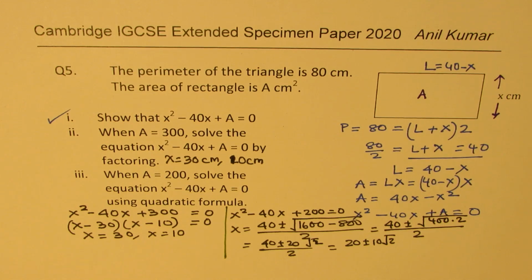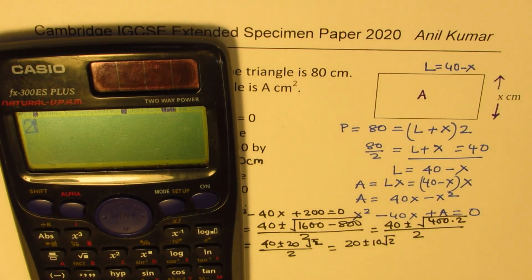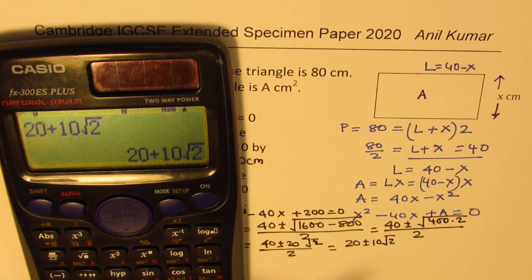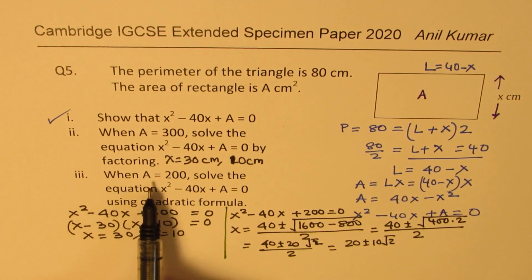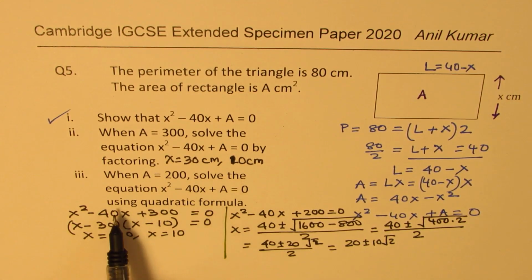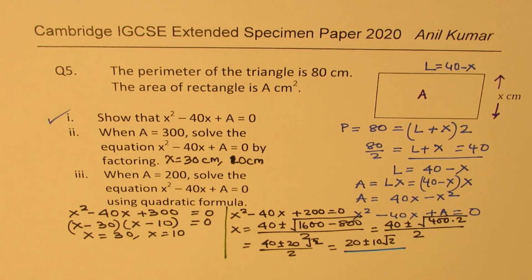If you have to provide the answer to decimal places, you could use a calculator, right? 20 plus 10 times square root 2. And then you can change to a decimal value, which seems to be 34.14, right? For the time being, I'll just leave it as a whole number. So there are two roots. So when A is 200, solve this equation using quadratic formula. So you could write your answer as 20 plus minus 10 square root 2. Perfect.